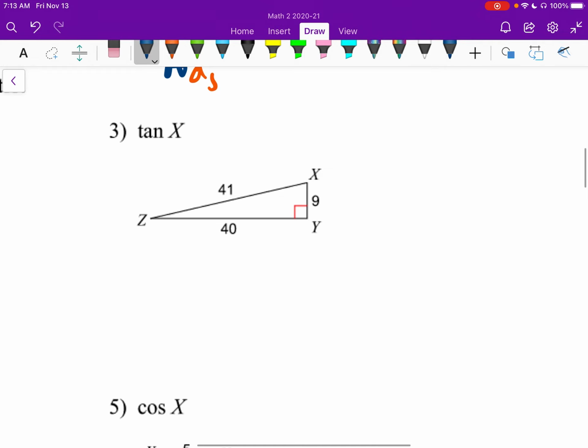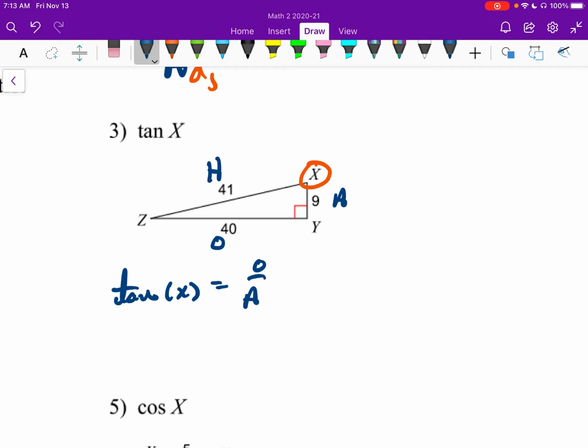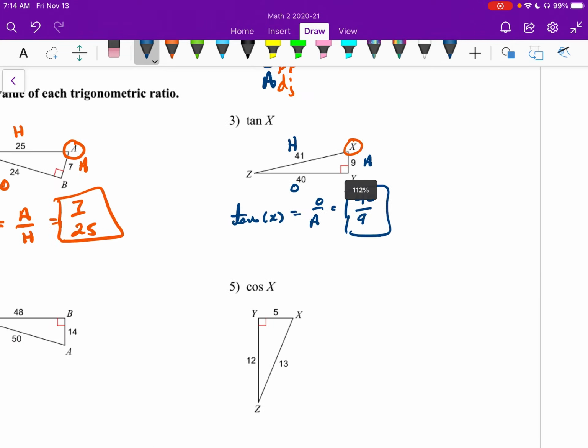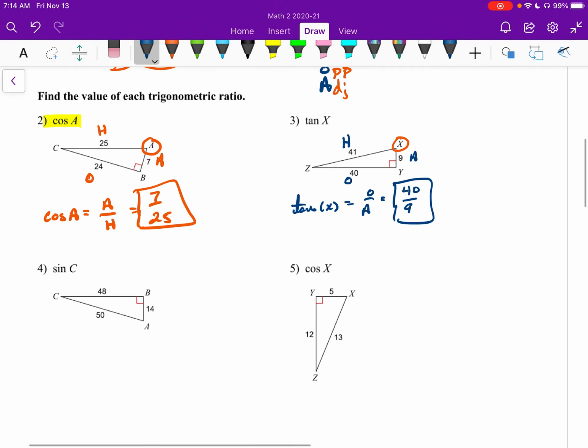Number 3, tangent is opposite over adjacent. Now let's label our sides too. This is our angle. So here's our opposite, here's our adjacent, here's our hypotenuse. So opposite is 40, adjacent is 9. And if you can reduce, you want to reduce. This one you can't reduce though. All right, there's numbers 2 and 3.